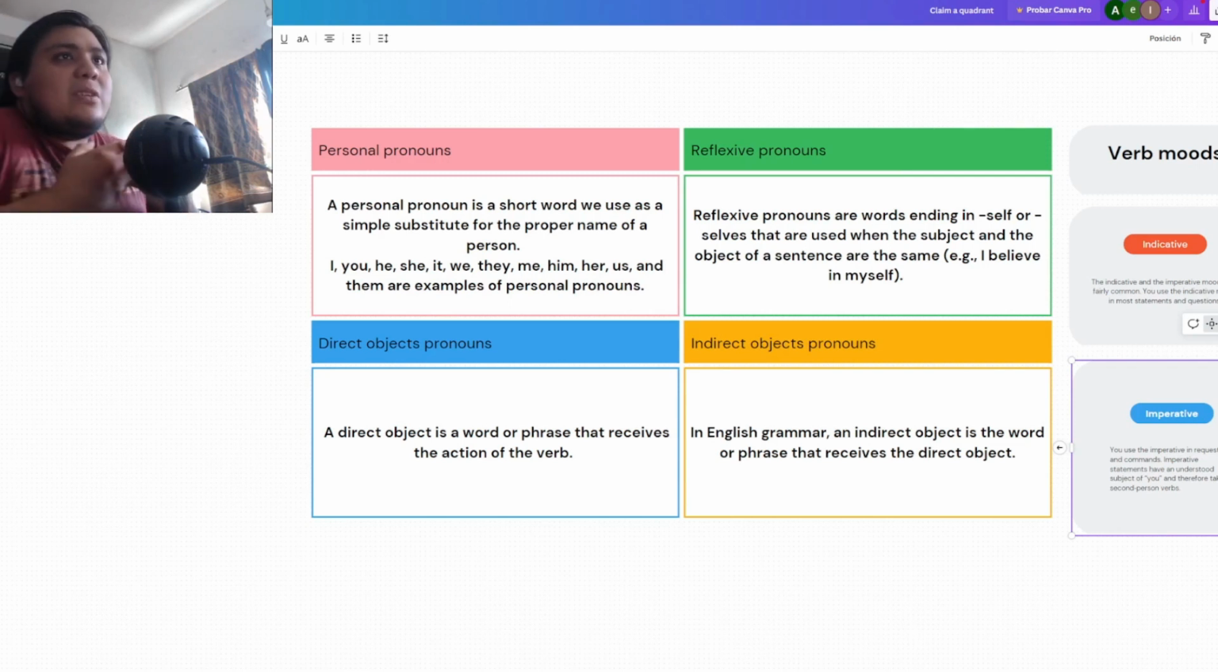Then indirect object pronouns. In English grammar, an indirect object is the word or phrase that receives the direct object. In the sentence, the teacher gave the students cake, the indirect object is the students. The direct object is cake, and the students are the ones who eat it.